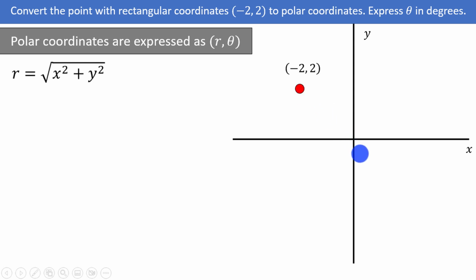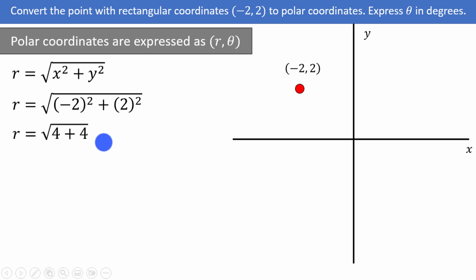We can find the value r by taking the square root of x squared plus y squared. We have the square root of -2 squared plus 2 squared. This becomes the square root of 4 plus 4. 4 plus 4 is 8, so we have r is equal to the square root of 8. We must travel out the square root of 8 units in some direction to reach the point.